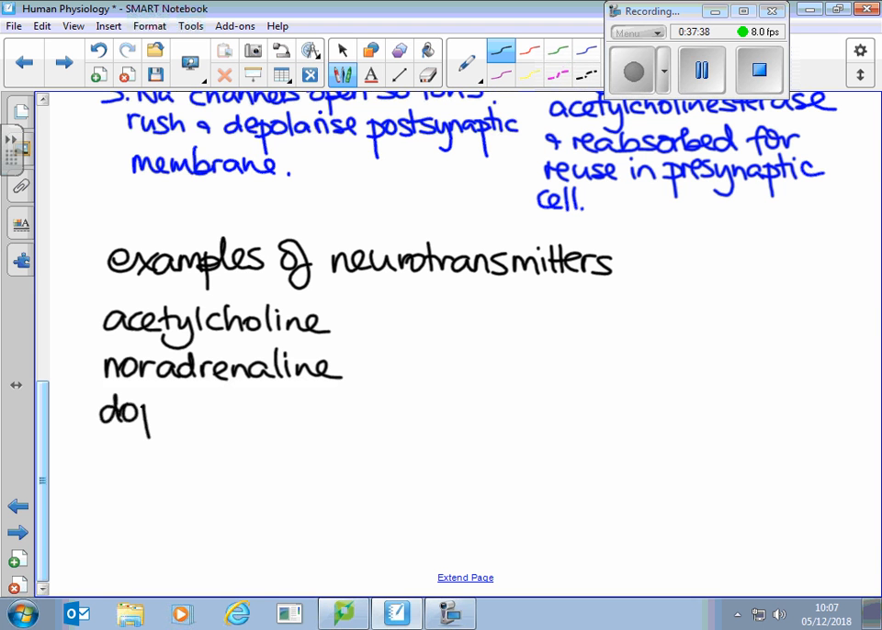Now that has two jobs in the nervous system. There is what they call a dopamine reward pathway in the brain that uses that particular neurotransmitter, which is associated with addiction, actually. The pathway is designed to reward us for doing things that keep us alive, like eating and drinking. So they make you feel good, so you do it again.